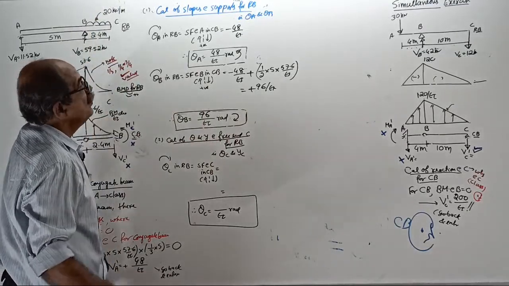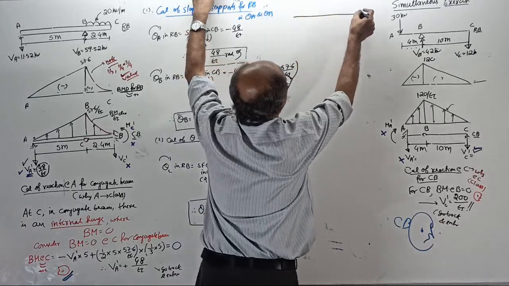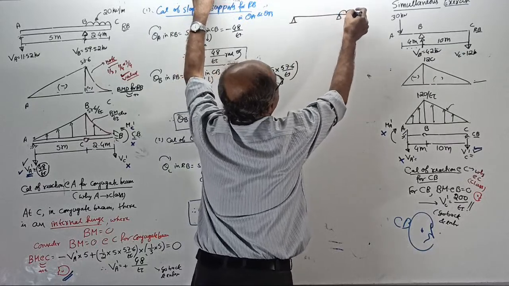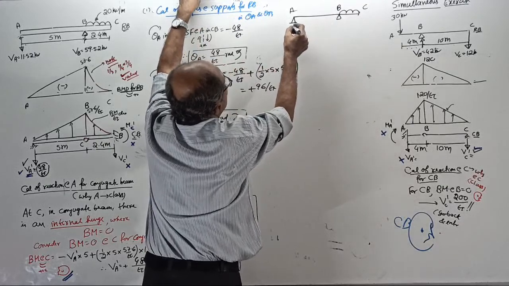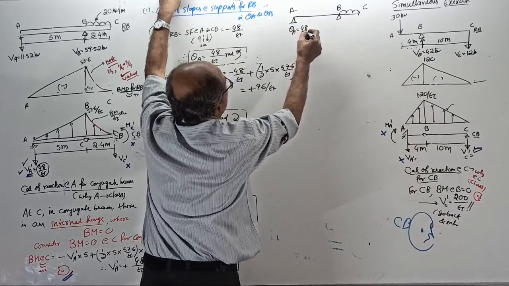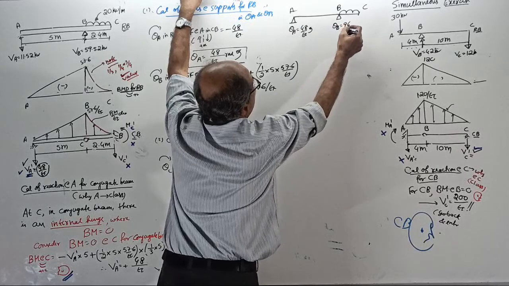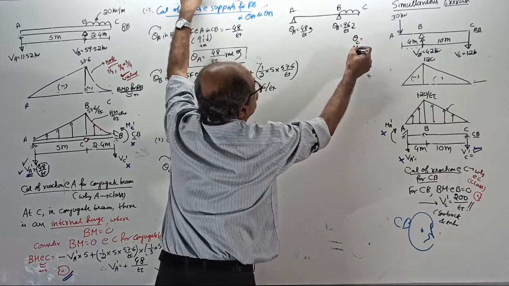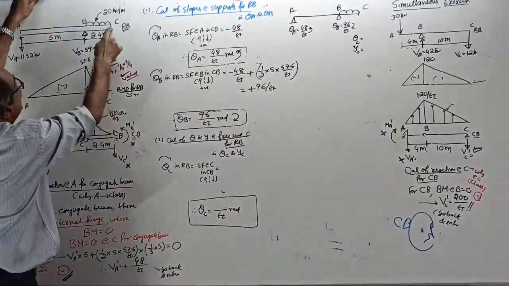Clear? Now, next. I will write the answer here. This is your original beam, and you applied a UDL here. This is A, this is B, this is C. Just now you got theta A equal to 48 by EI anti-clockwise, and theta B equal to 96 by EI clockwise. Now you are getting slope and deflection at the free end C.